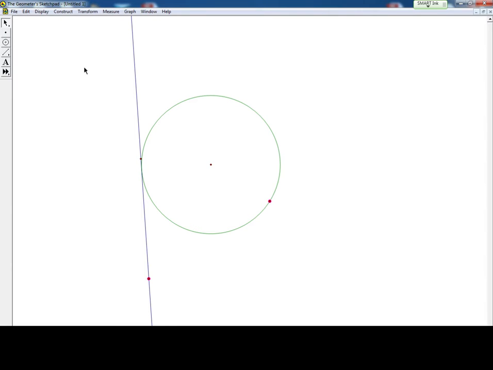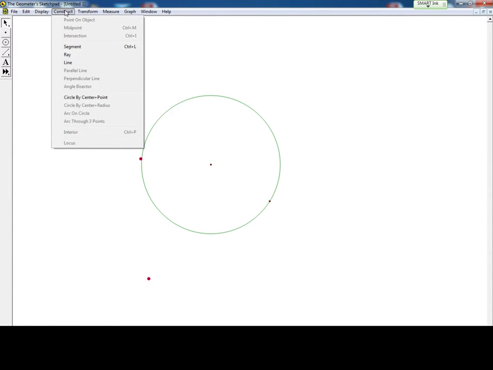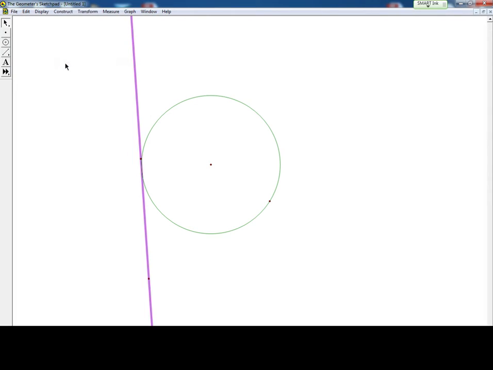Actually, I don't want to construct a line. I want to construct a tangent. So let me see. Can I do that? Okay, I guess I can't.